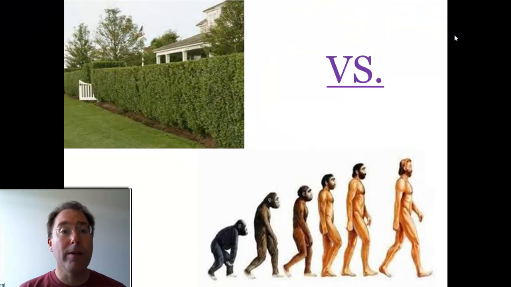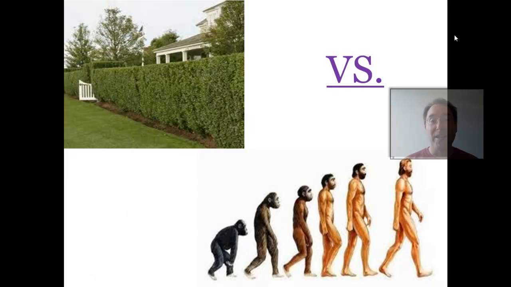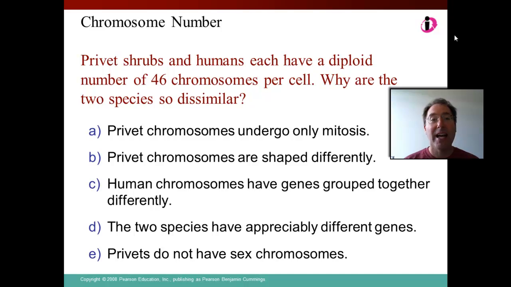So here's a privet shrub. This is a shrub that grows all throughout the United States. And here's a human, and we have the same diploid number of 46 chromosomes in each of our cells. Now, who's more intelligent? Well, the privet shrub gets fed and watered, and it doesn't have to do anything. Okay, I'm kidding.